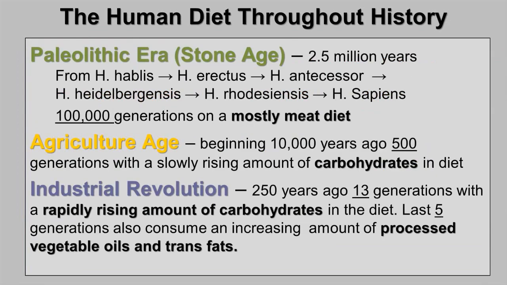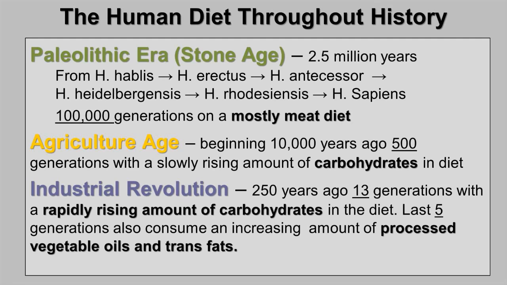The Paleolithic era, or Stone Age, lasted 2.5 million years, beginning with our human ancestor Homo habilis, and progressing through a succession of species to ours, Homo sapiens, which has existed for some 200,000 years. The age of agriculture began approximately 10,000 years ago, and during this time, through 500 generations, carbohydrate consumption gradually increased.